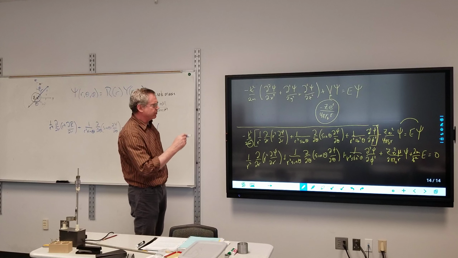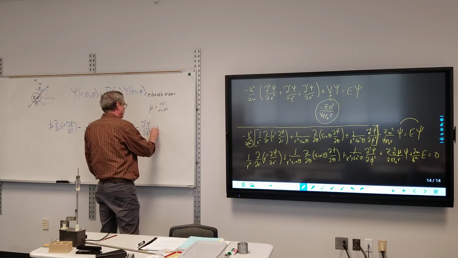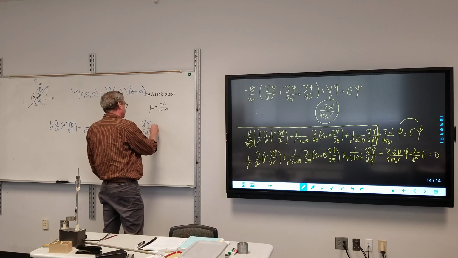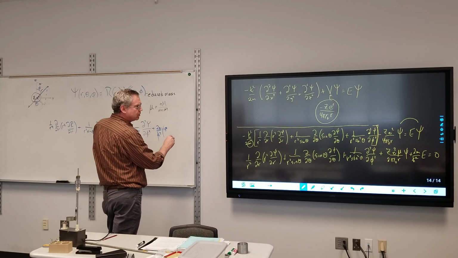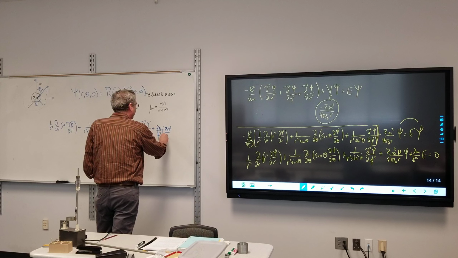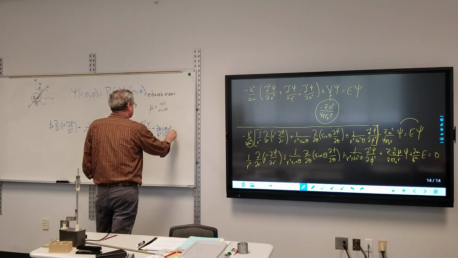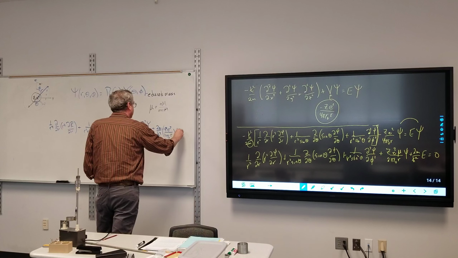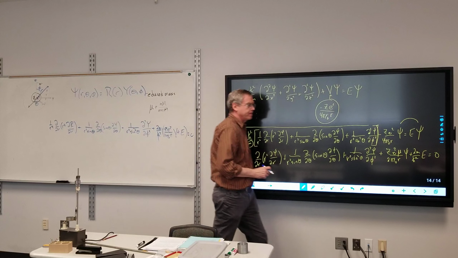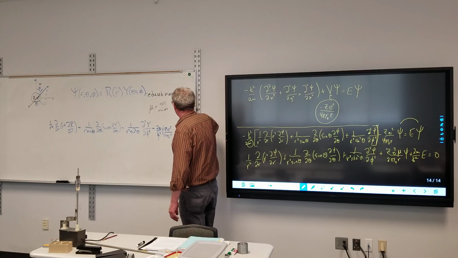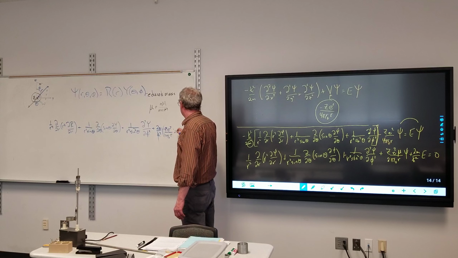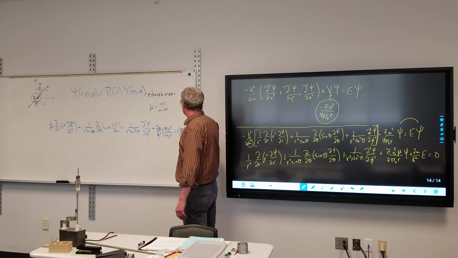Plus, and just to keep in track with the notes over there, 2 mu, not m, over h bar squared times Z e squared over 4 pi epsilon sub naught r plus V plus E equals 0. Plus E times RY.